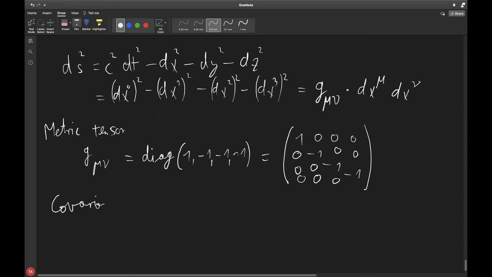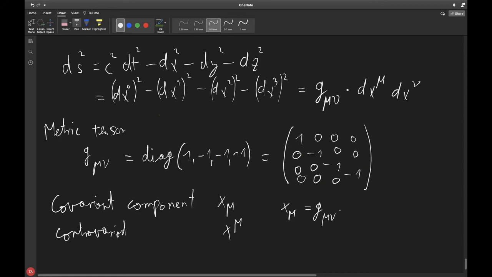We can introduce a new notion, which is called covariant and contravariant components. Covariant component means that we put the index down. So x mu is covariant, while contravariant is when we have the index up. How do we do this? Well, this metric tensor is what can lower and raise components. So x with lower index mu is calculated as g mu nu times x with upper index nu, while the x with upper index mu is calculated as g mu nu multiplied with the x lower nu.